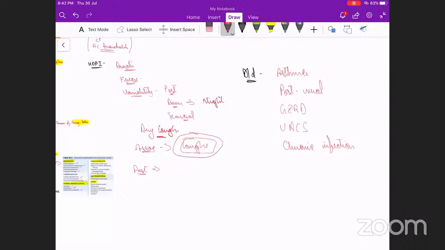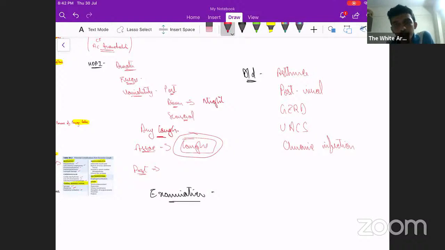So with this in mind, next we'll go to what? Examination. This kid, surprisingly, nothing was there. His ENT examination turned out to be normal. His respiratory system examination turned out to be normal. All other system examination was also normal.